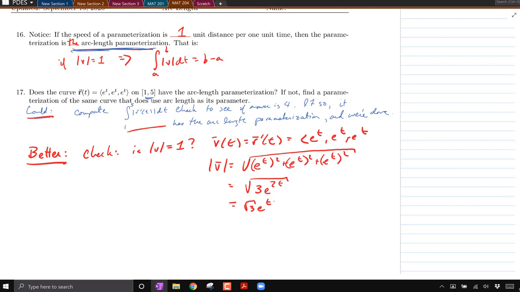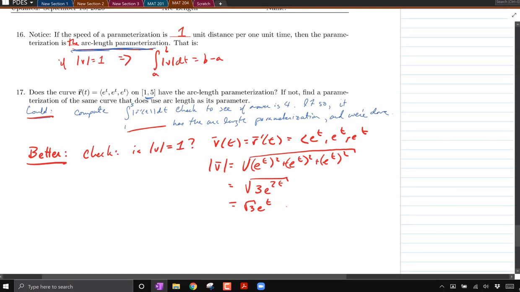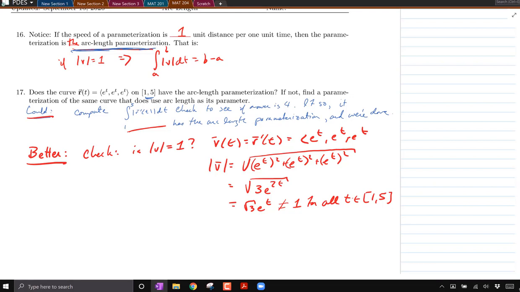More specifically, this is not equal to what always? 1. 1 for all t in our interval from 1 to 5. It's probably equal to 1 at, let's see, if we plug in a 1 there, we get e. No, it's actually never equal to 1, but even if it were equal to 1 at least one point in time, that's not good enough. It's got to be equal to 1 for all points in time over that interval. Okay? So certainly this does not have the arc length parameterization.